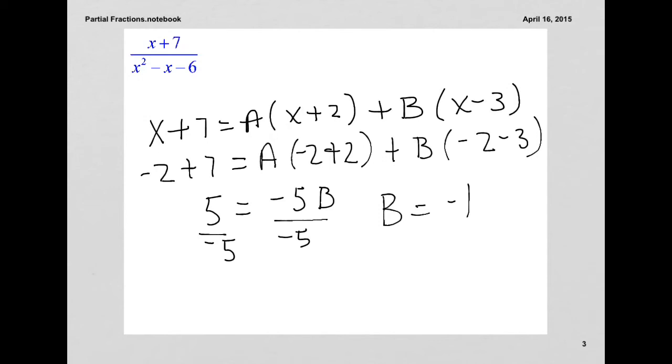So that gives us our new partial fraction, 2 over x minus 3 minus 1, because the b was negative, over x plus 2. And that's how we find partial fractions.